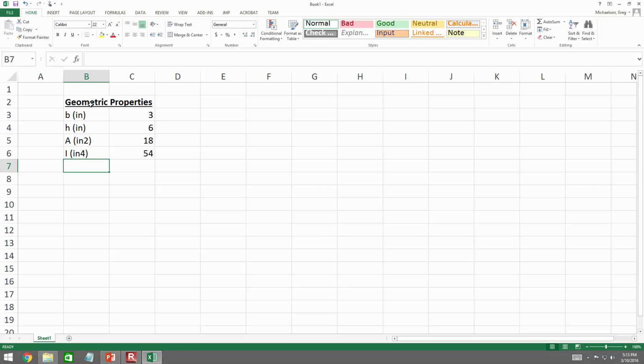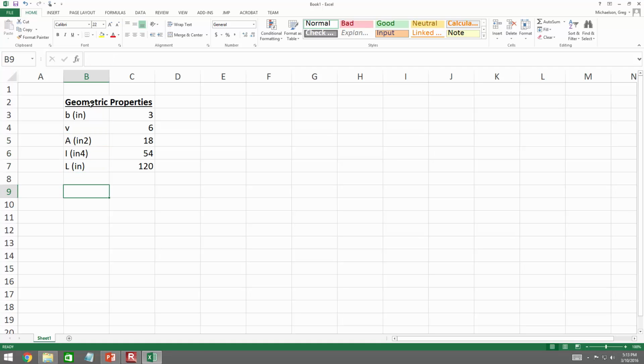Okay. And how long is this beam? How long is it? 10 feet. So how many inches? There we go. Okay. Sound good? All right. Now let's look up some material. Now let's do some material properties.